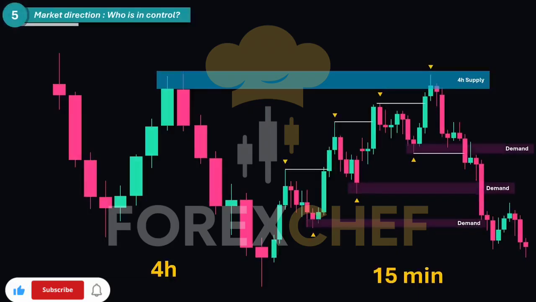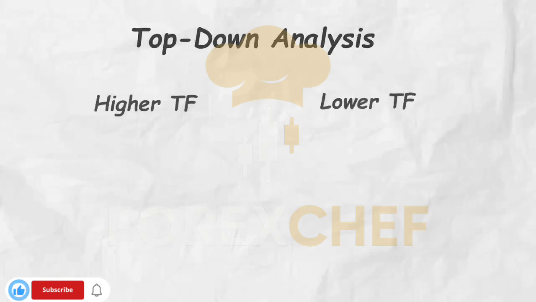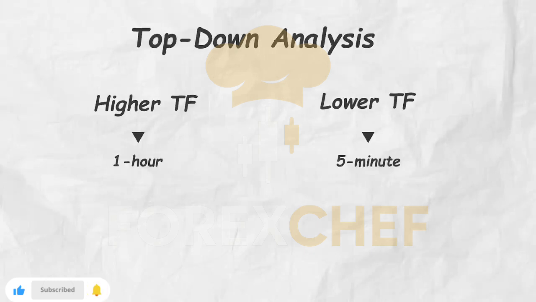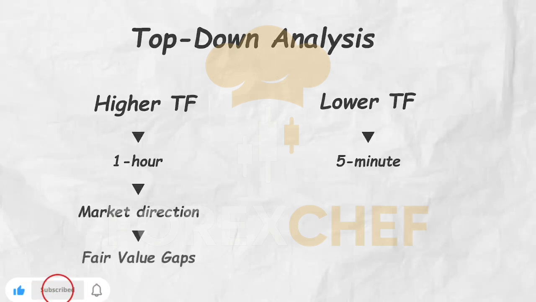That's why we always need to check higher time frames to identify market structure conditions within the bigger picture. It's common for traders to combine 2 or more time frames to make well-informed trading decisions. So let me show you how to perform a proper top-down analysis using a real chart example. In this example, we're going to use the 1-hour chart as our higher time frame and the 5-minute chart for entries. On the 1-hour chart, we'll simply analyze the market direction and identify fair value gaps. Then, we'll zoom into the 5-minute chart to look for confirmation and enter the trade.